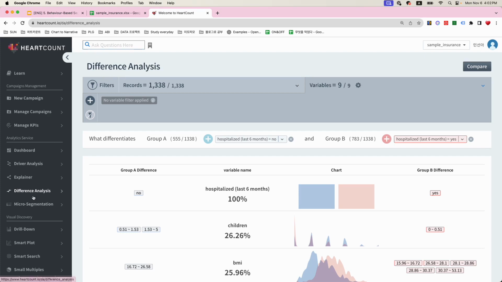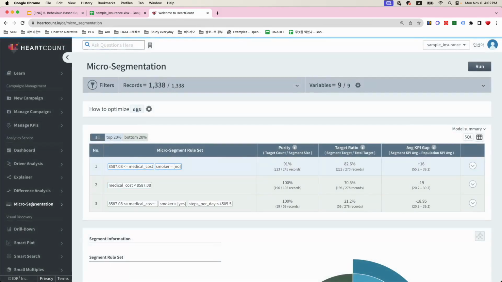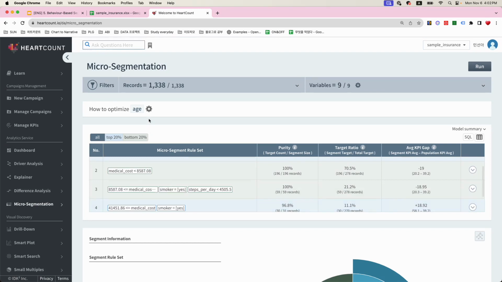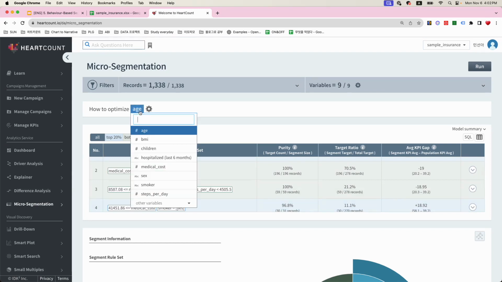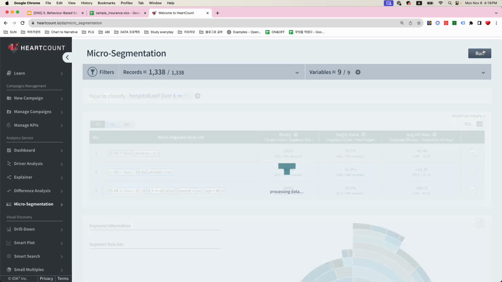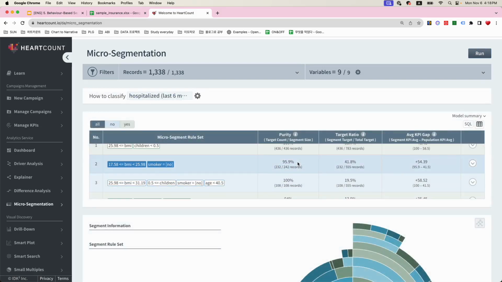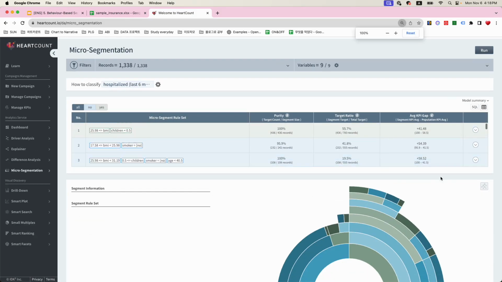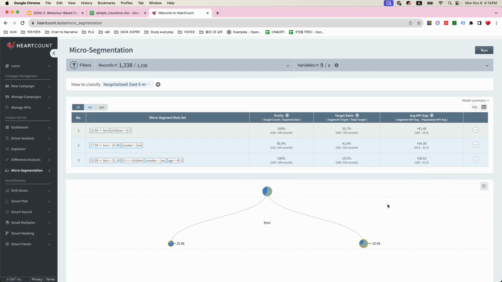And shifting gears, let's dive into decision tree analysis to derive rules for classifying individuals based on their hospitalization status in the last 6 months. And click run. Okay, I'm going to zoom out a little bit. Click this icon right here.